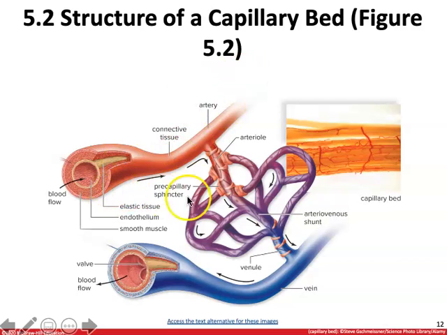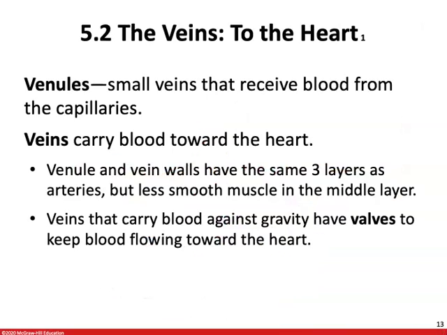So here is our artery, our capillaries, and our veins. The arterioles branch off the arteries and have these precapillary sphincters that can open and close and control blood flow through the capillaries. Venules are going to be found on the other side, carrying the blood back to the veins and then back into the heart. So venules, like I said, are those small veins that receive blood from the capillaries. They're going to carry that blood back towards the heart.